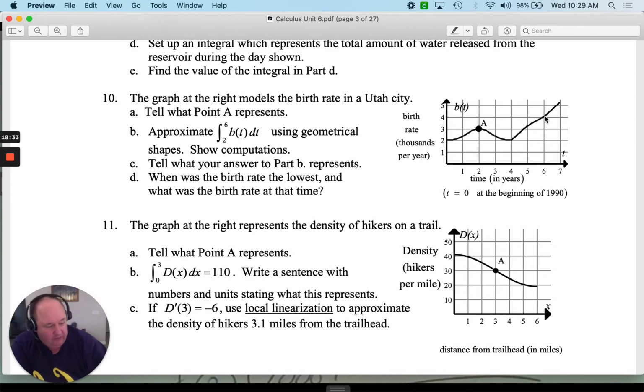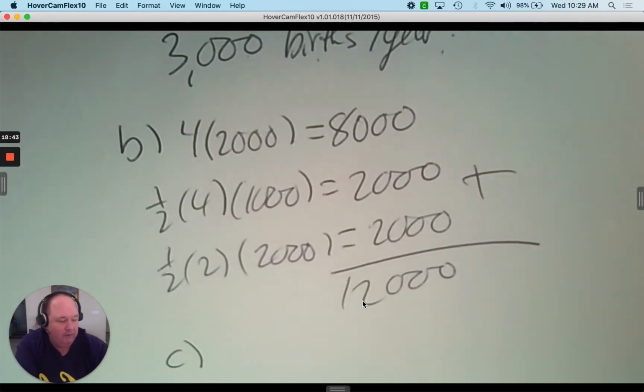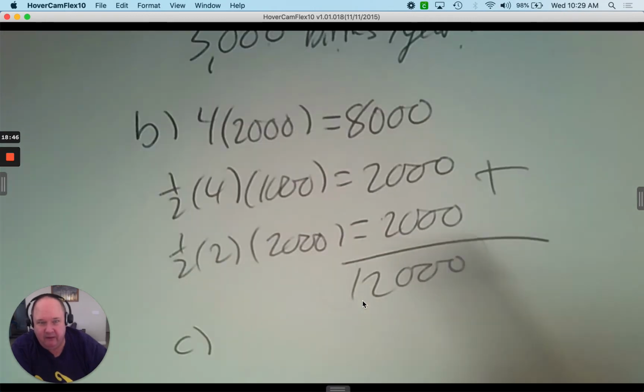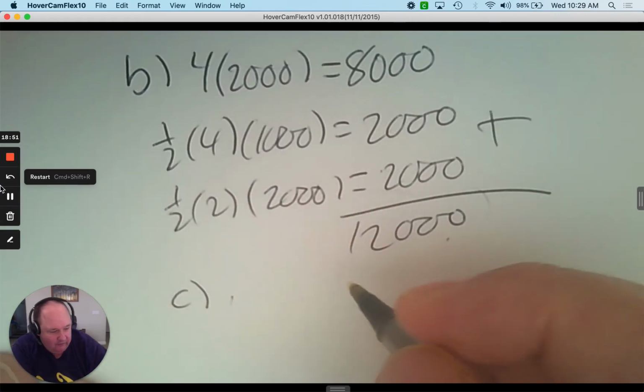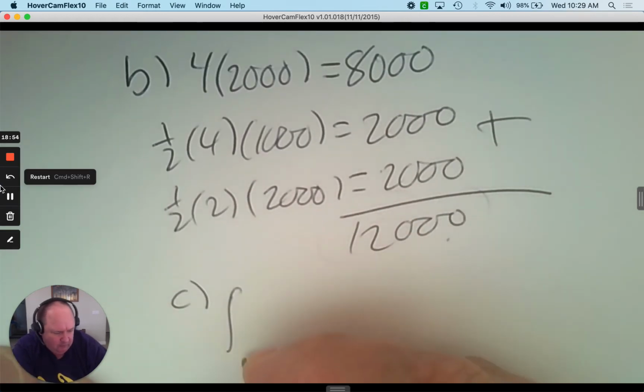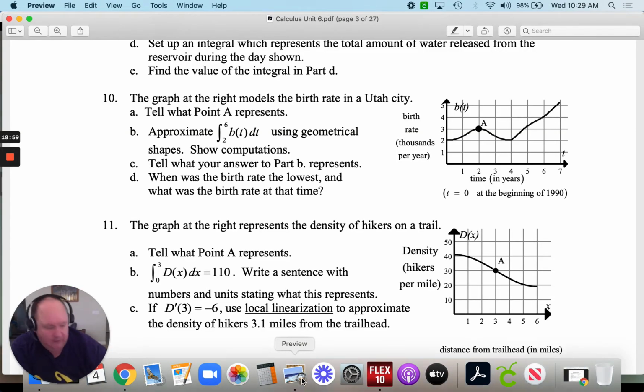And then part C says, what does that mean? So when I put it together, the approximate area I got was 12,000. And then what does that mean? Well, what it means is when we integrate from, what was it again, from 2 to 6? Yeah. So when I integrate from 2 to 6, b at t dt, and we say the approximate answer is 12,000, what that means is from what year to what year?